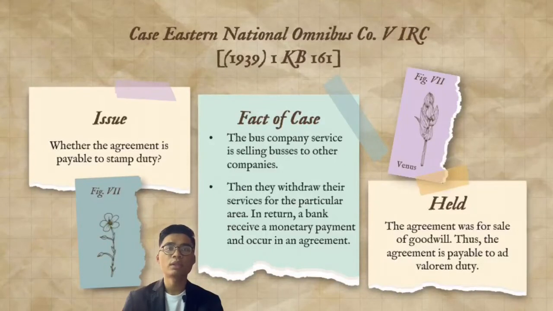Next, we will move on with the cases related under the doctrine of form and substance. The first case is about Eastern National Omnibus Company versus IRC 1939. So the case is about a bus company service which sold buses to other companies. Then they withdrew their services for the particular area, and in return, they received a monetary payment and entered into an agreement with the company. So the issue for this case is whether the agreement is payable to stamp duty. Thus, after looking at the substance of the agreement, it was held that the agreement was for sale of goodwill. Hence, the agreement is payable to ad valorem duty.